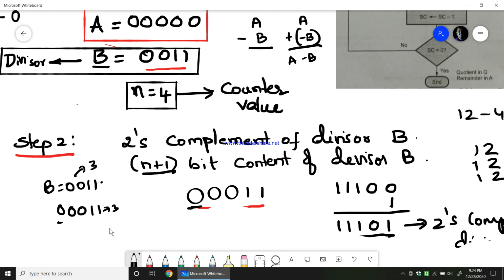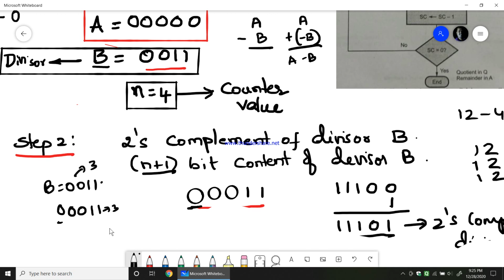It is not always 5-bit length. You should always see the number of bits in the dividend binary value. Here the dividend is given as 4-bit, therefore I am going to convert the divisor to 5-bit because of the n plus 1 bit content. Even A is also n plus 1 bit length. Therefore, both A and B are now converted into 5-bit length.